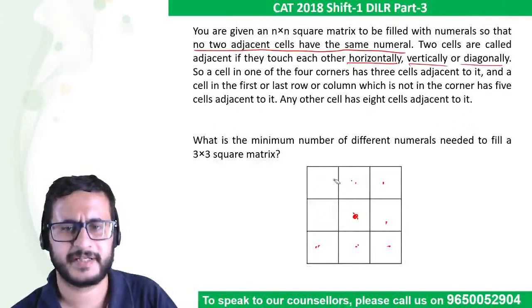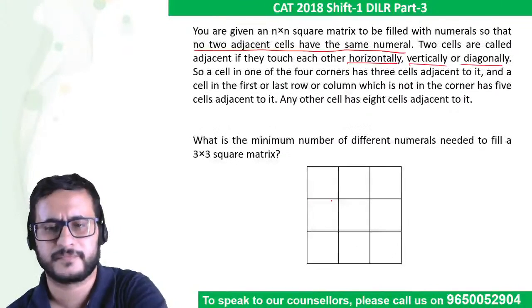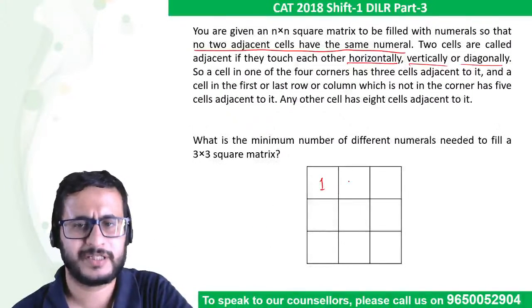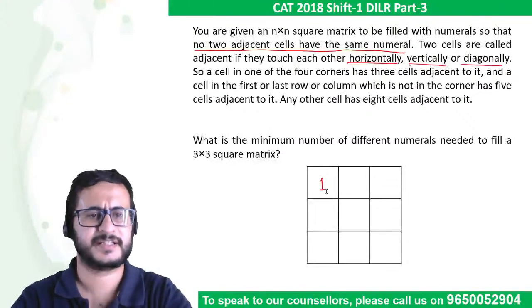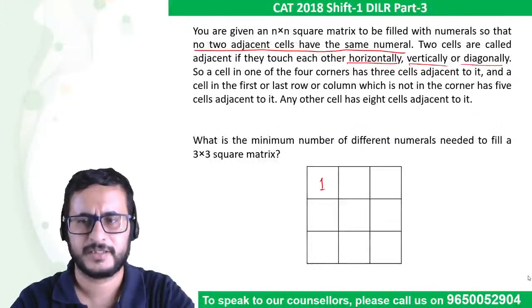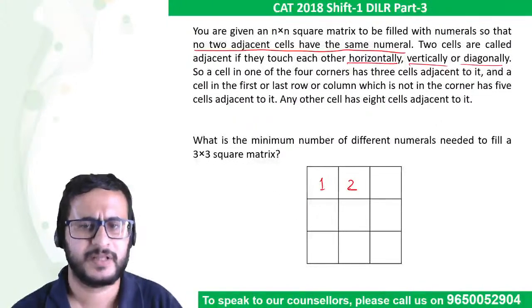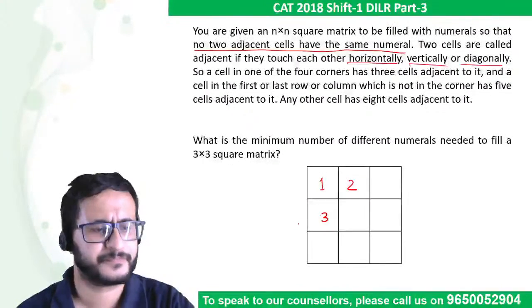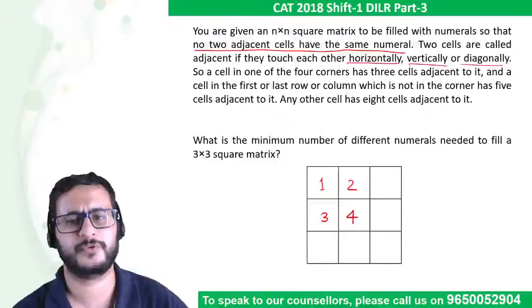So if we talk about this matrix, let us start with the smallest number. Let's start with 1 itself. This was an easy question from this set. So 1. Now all its adjacent cells should have a different number, so its adjacent cells cannot have 1. Suppose I put 2 here. Now this cannot be 2, this cannot be 1. It is adjacent to both of them, so let it be 3. Then this is adjacent to 1, 2, 3, so it has to be 4.